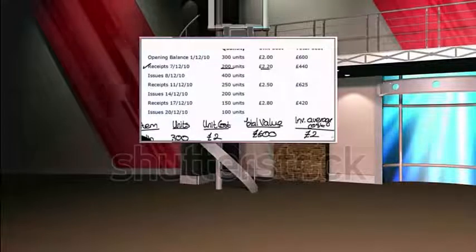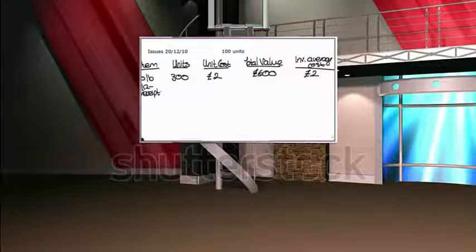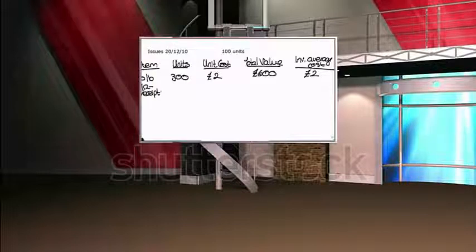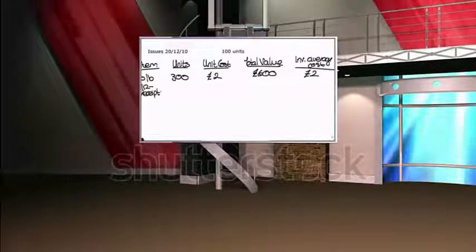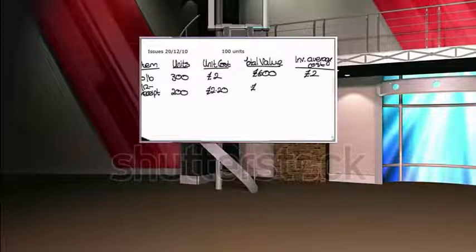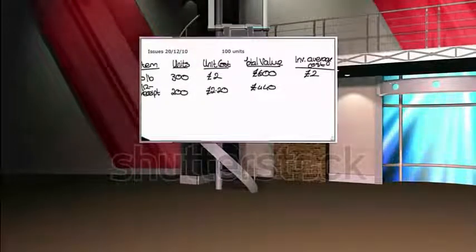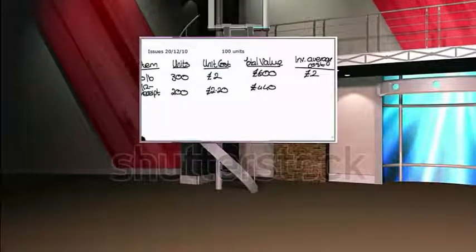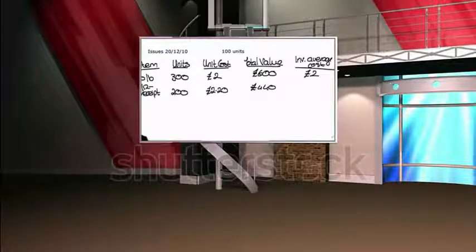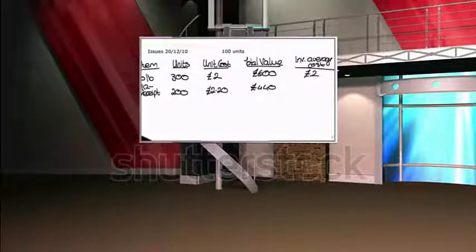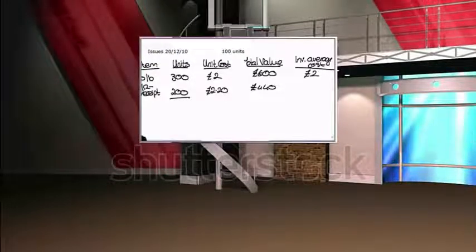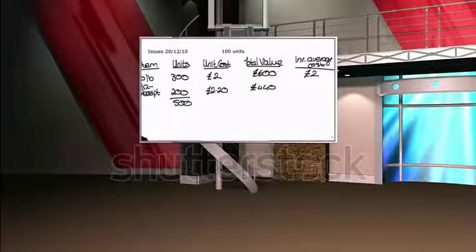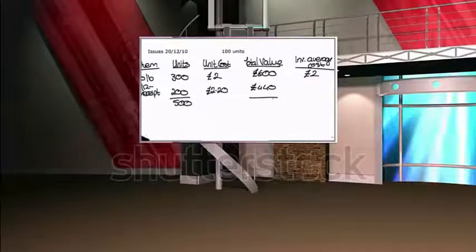Straight away we know we are going to be calculating a new average because we have had a receipt. The units were 200, costing us £2.20 each. Total cost 440. Now we just need to know, after this receipt, what is our average cost per unit. To calculate that, very straightforward. We just need to know how many units do we now have in our inventory in total.